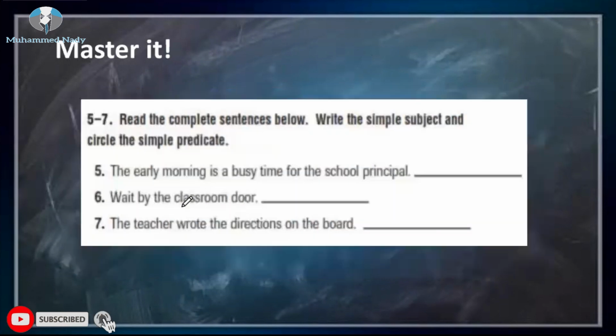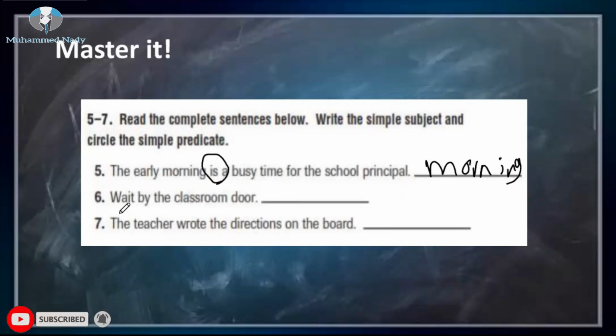Now the last part, read the complete sentence below, write the simple subject and circle the simple predicate. So we're going to read the sentence, write the simple subject here and circle the simple predicate. Okay, so the early morning is a busy time for the school principal. What is the simple subject? What is this sentence talking about? What is busy? Morning, the early morning. So the subject is morning. And of course, the predicate here is the secret predicate, which is.